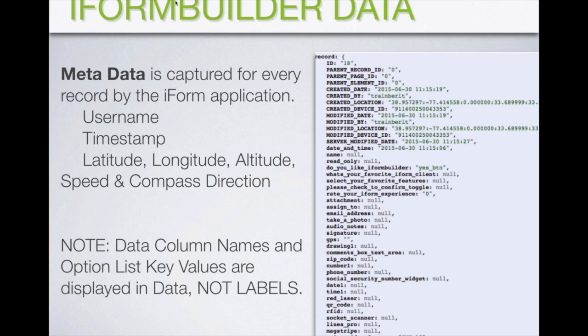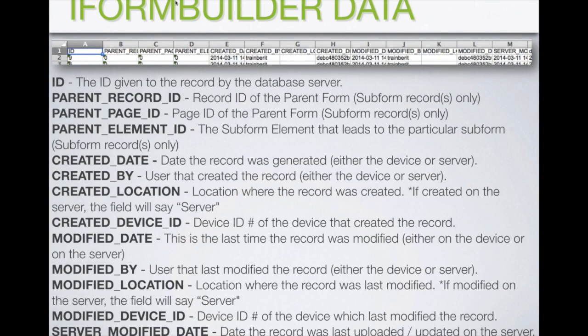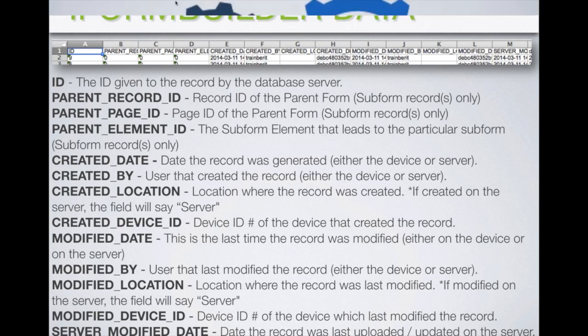So what I have here is a quick screenshot to show you what that metadata would look like. And if you aren't familiar with it, I do suggest you go into your iFormBuilder account, download the XLS feed, not the view, and take a look and see where you have that metadata in the very beginning, and then you have all the data column names for your data that's being collected throughout.